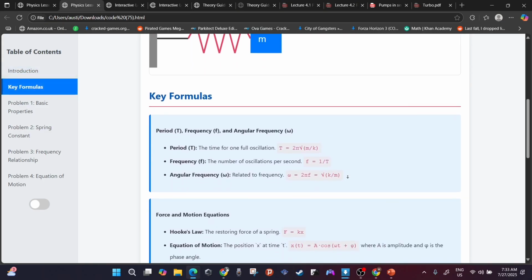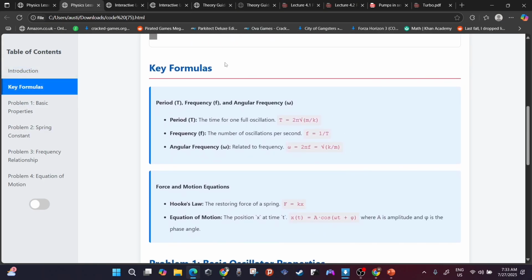So the key formulas we need to know is period. So how long does it take for one full oscillation to occur? The period is given by 2 pi times square root m over k, right? And the frequency, which is the number of oscillations per second, is just 1 over the period. And then the angular frequency, which is related to frequency, is 2 pi times the frequency, which equals square root k over m.